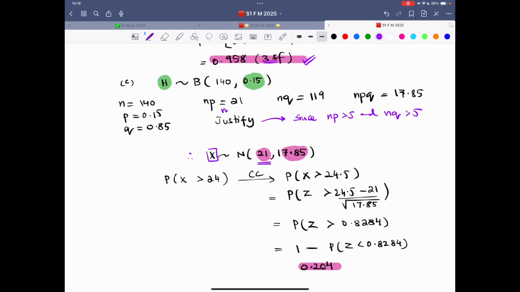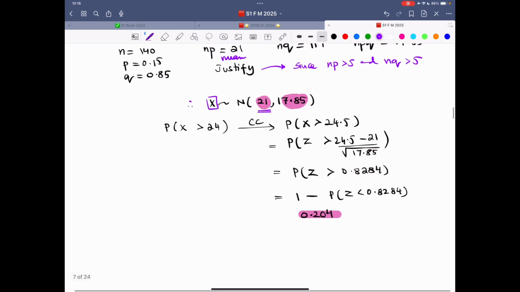So this is the mean and this is the variance. npq is the variance. nq is just used for justification. It has no name as such. Then probability X is greater than 24.